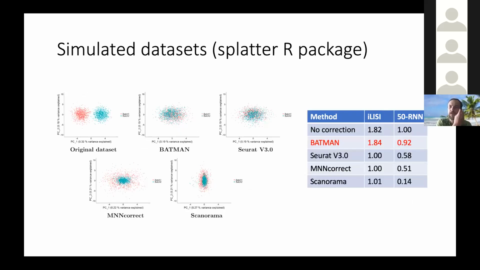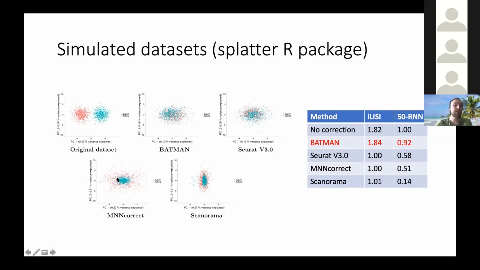Here I'm showing you the results on some simulated data sets. I've used the package Splatter, which is basically the state-of-the-art approach to simulating single-cell RNA-seq data sets. And here in the original data sets, we clearly see some separation. Here, Batman and Seurat version 3.0 were able, at least visually, to get rid of batch effects. But nevertheless, if we look at the metrics, we see that Batman outperforms all the other methods.